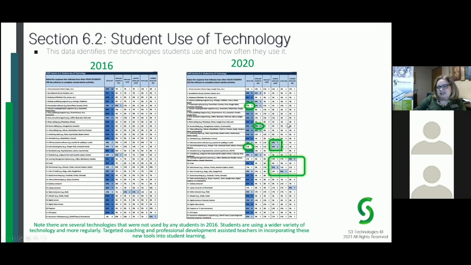So that's what the teachers use, but what do the students use? So you can see there's still a lot that the students aren't using, but they're starting to branch out into some other areas, as we're seeing over here. If you look at 2016, there wasn't much that students were using.